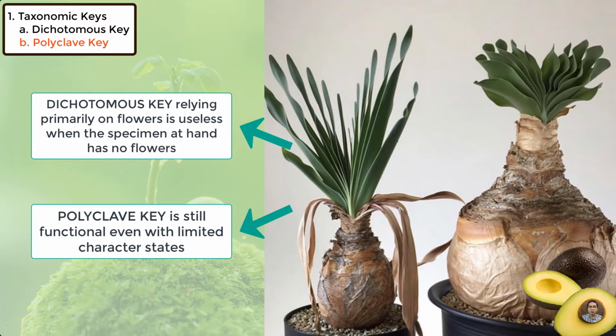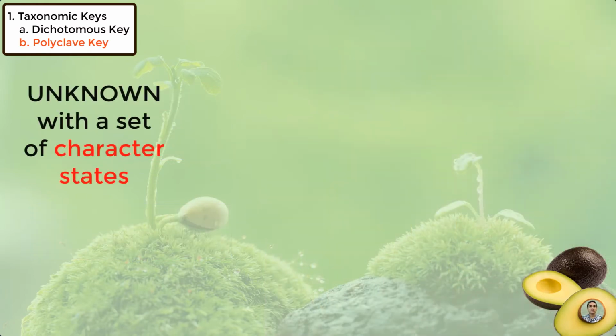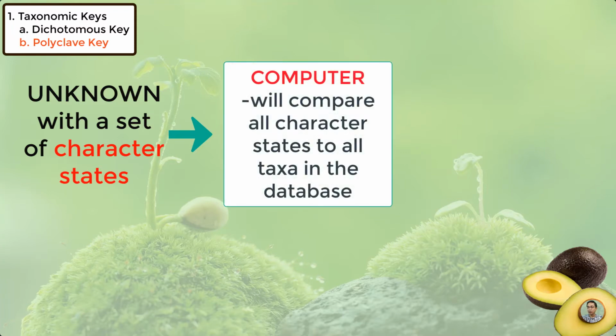So it is more likely that your dichotomous key will be rendered useless in this situation. Now, a polyclave key does not only use floral characters, but also the roots, the stems, leaves. There are plenty of characters being used by this polyclave key, and it will also present a variety of potential alternatives in the matching. Even if your specimen was not directly identified, you will have alternative suggestions.